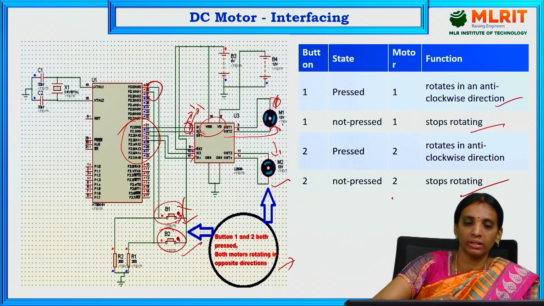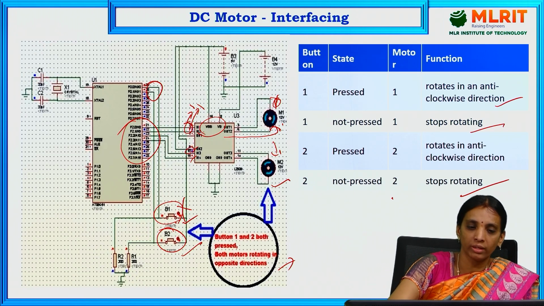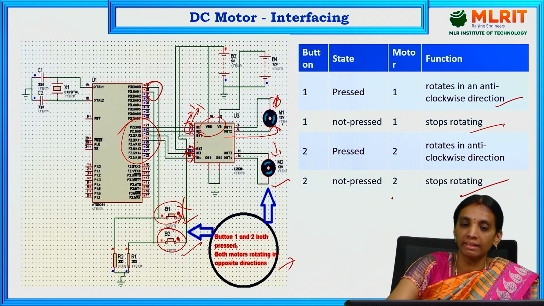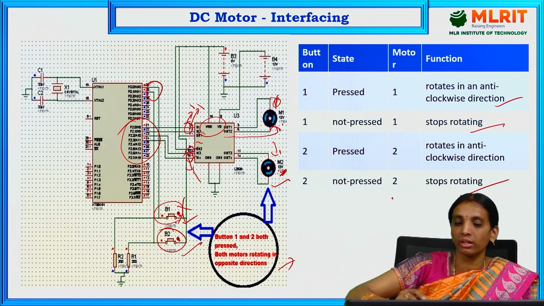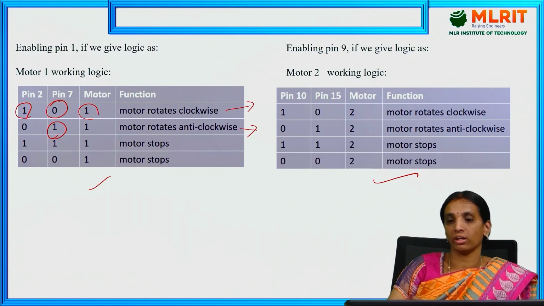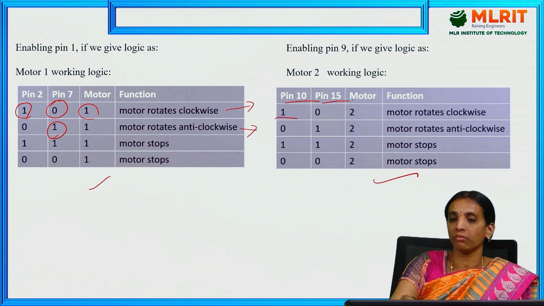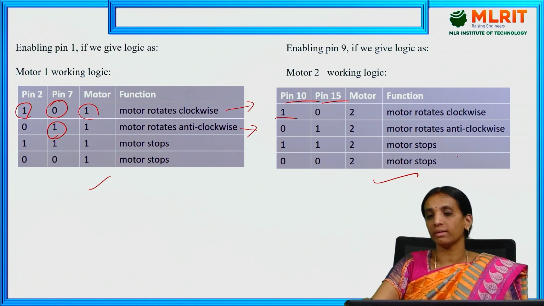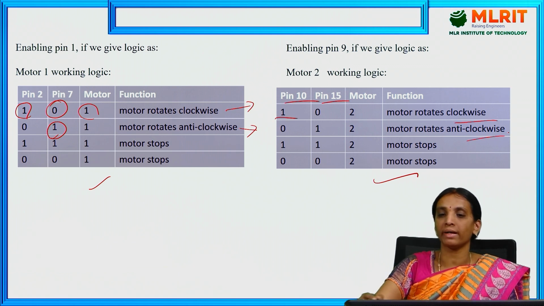10 and 15. So yes, here we have 10 and 15. If the 10th pin is enabled, then motor 2 is rotated in the anti-clockwise direction, and if the 15th pin is enabled, this motor is rotated in the clockwise direction. So pins 10 and 15 are used for rotating motor 2 in the clockwise and anti-clockwise directions.